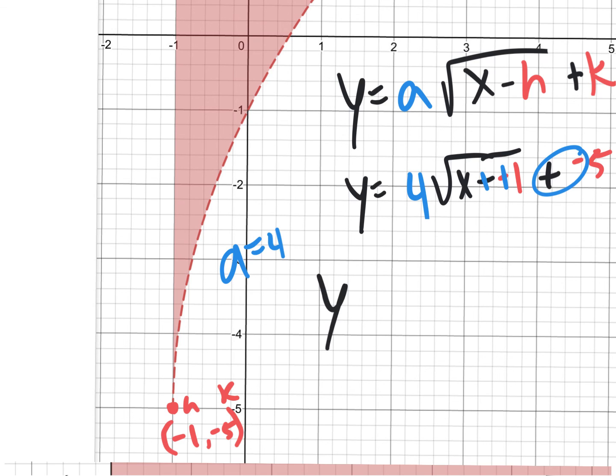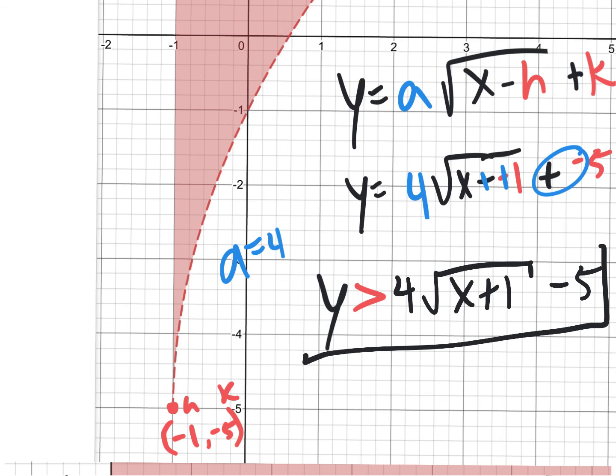So y, now instead of equal, the equal sign would just give me a line, a curve, right? But we want to shade above that curve, so I have to put a greater than symbol, okay? And then we have the 4 square root of x plus 1 with the -5 on the outside of the root. So I hope we understand that, because these are the types of questions that we will have also on the next quiz.